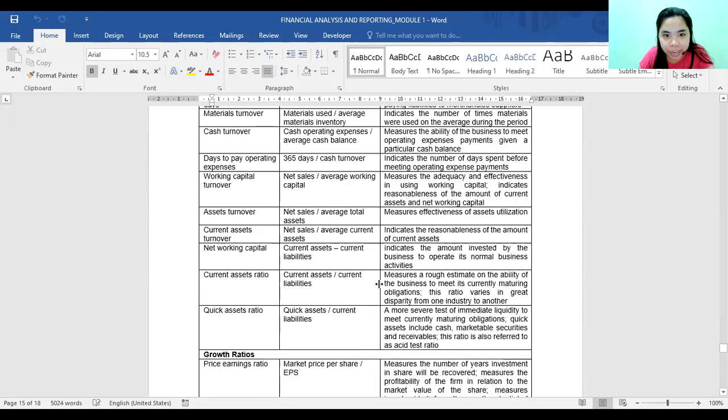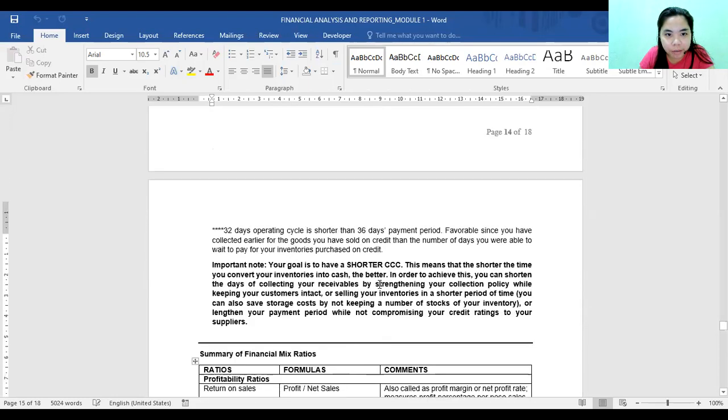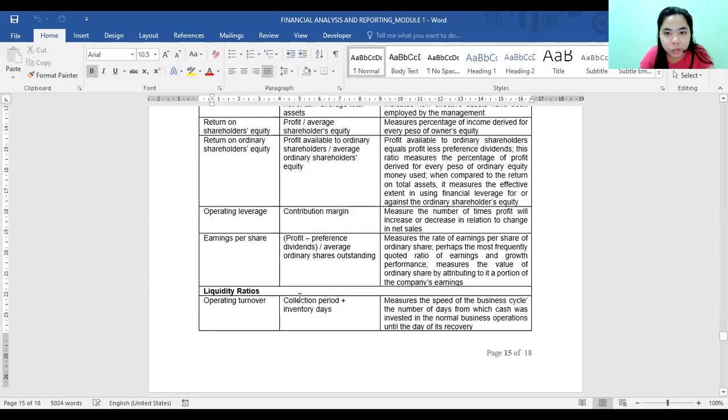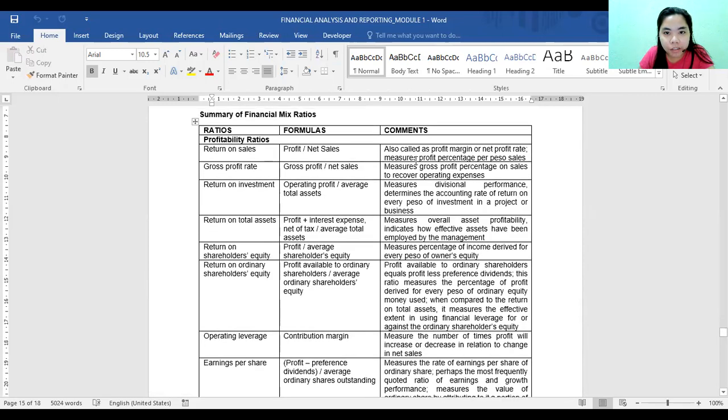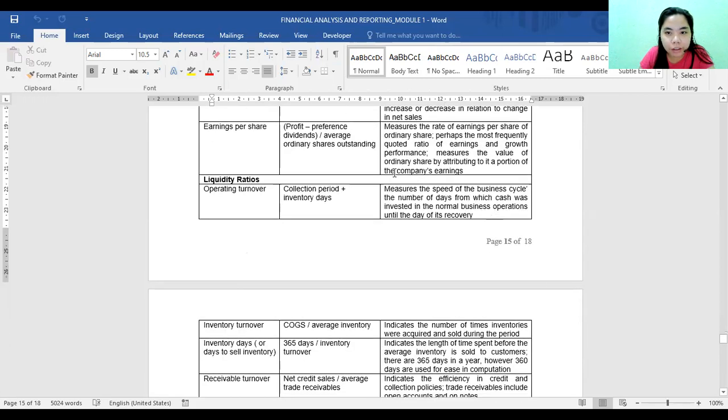Okay, so I have there this summary. You have there the summary of financial ratios, and how they are used, their significance, the formula, and the different ratios. So you have to review this.